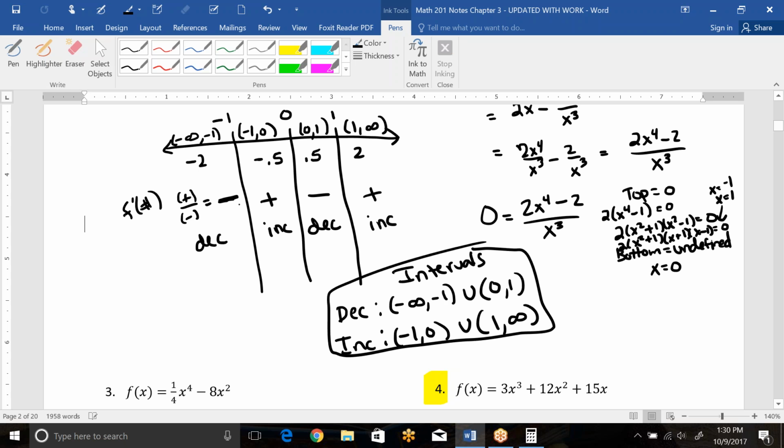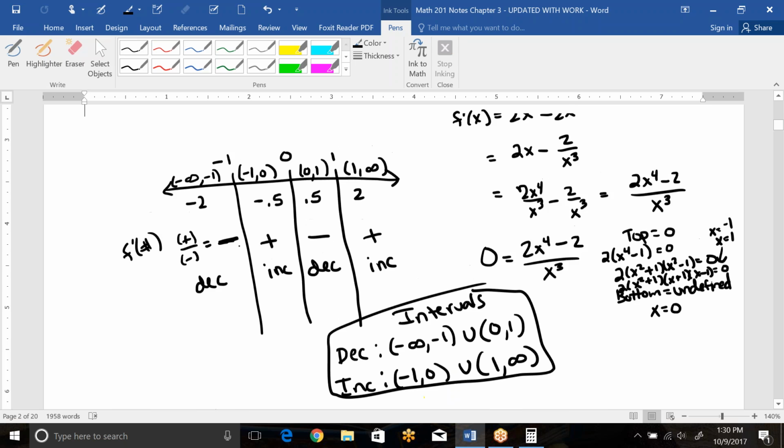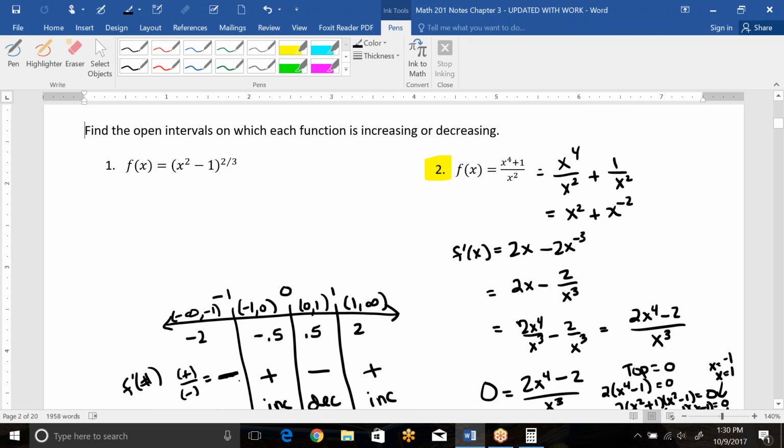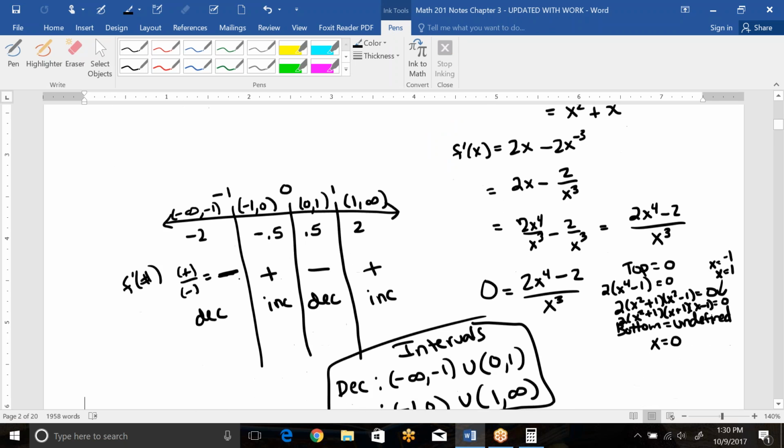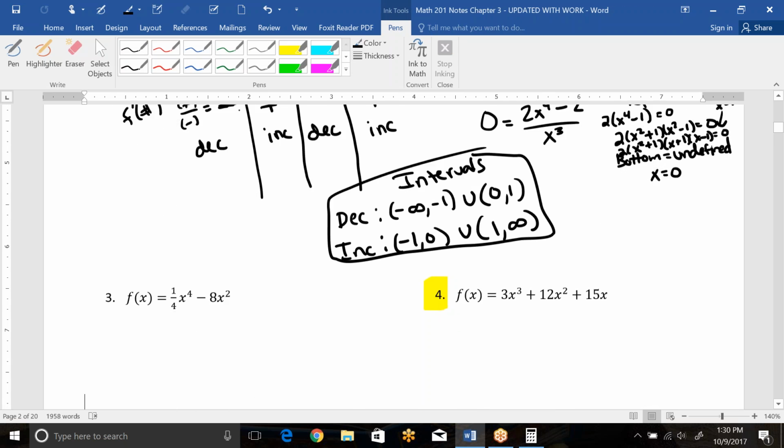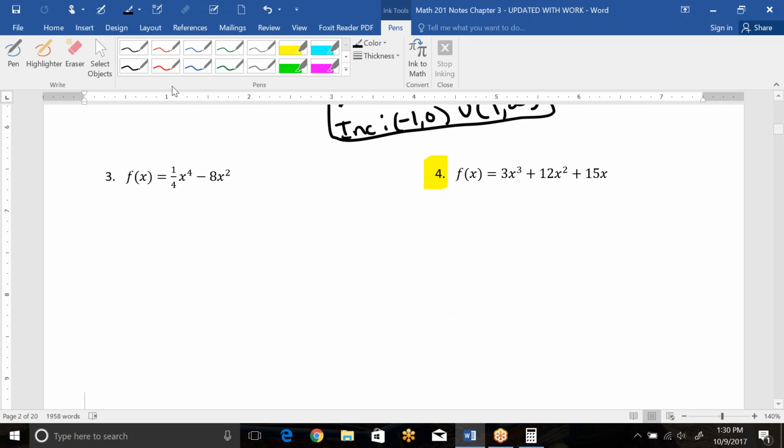Okay, and I believe that's all we needed for that one. Let me double check my directions. Yeah, find the open intervals on which it is increasing or decreasing. So let's look at number 4. Number 4 is just a polynomial one, so this one shouldn't be as bad.